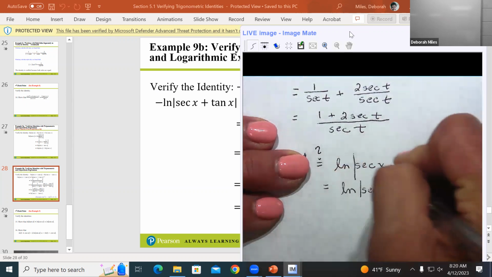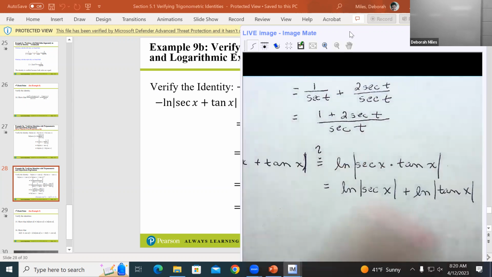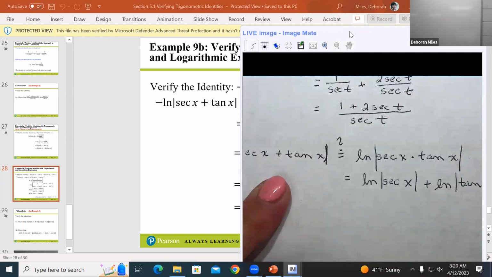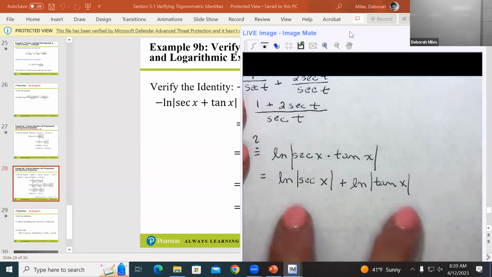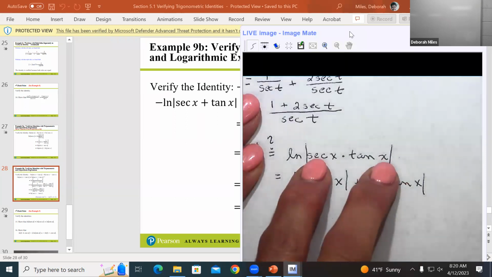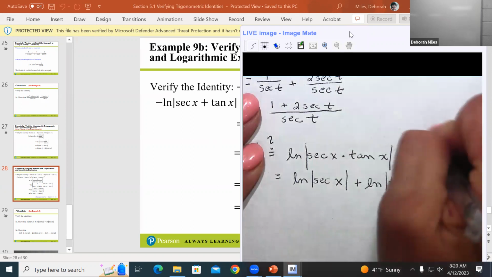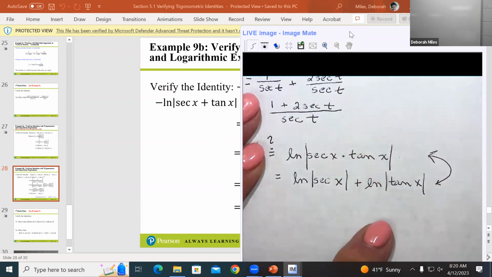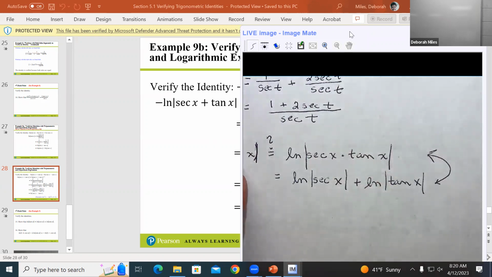Oh, and that's a thing of it as a sum. Yeah. And that's not the same as this. So you can't go backwards. You absolutely can. You can put the sum of two logs back together as a log of a product. You can go this way and you can go the other way, but neither one of those equals this.